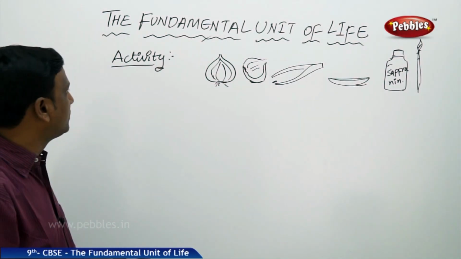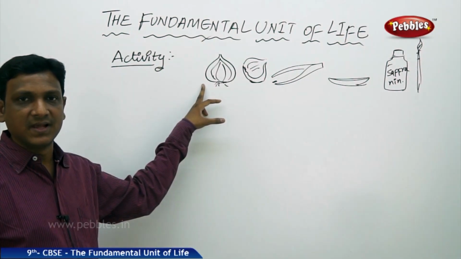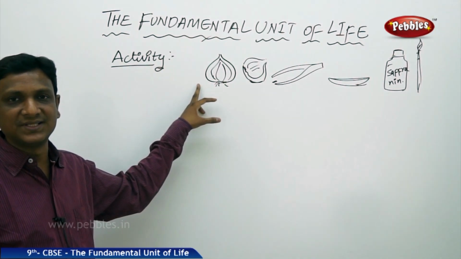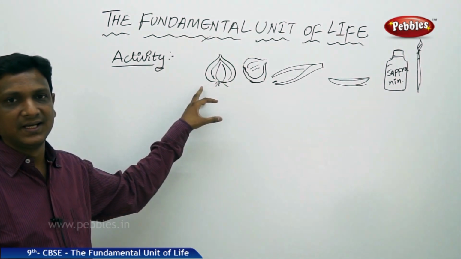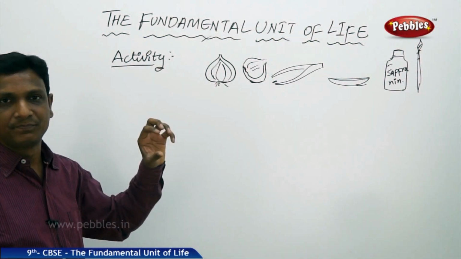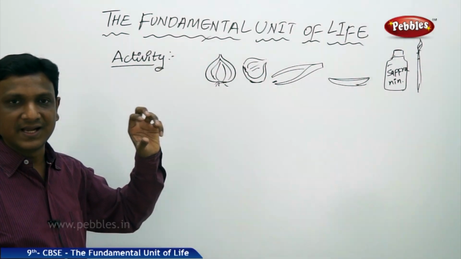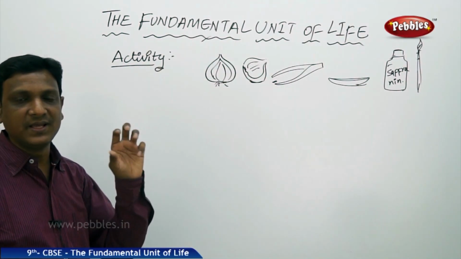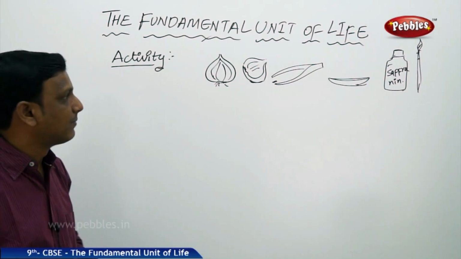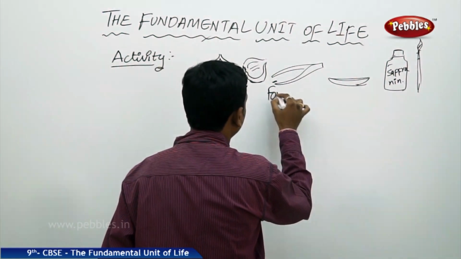So what do we need to do this activity? We need an onion bulb, because as I told you, we can easily prepare a temporary mount of the plant cells. We can easily see them. The onion bulb is fleshy and contains water. That means the leaves of the onion bulb contain water, so they have good visibility, and the size of the cells is also bigger to see. Here we need a forceps.